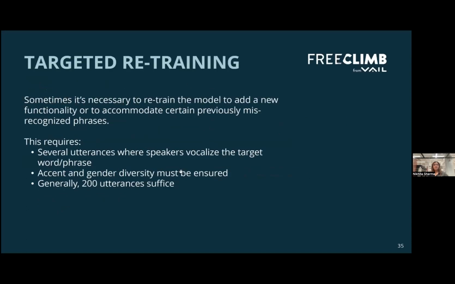Some more interesting things that we found while training these kinds of models is that sometimes it's necessary to retrain the model and update it, especially if you're adding some new functionality or if you're trying to accommodate some mistakes that you saw during A/B tests. This requires specific utterances for the targeted word or phrase which the model is getting incorrectly. Again, you should ensure that you have enough gender and accent diversity for these utterances. And typically, in our experience, about 200 utterances for a new phrase generally suffice, and the model is able to recognize that word once you retrain it.